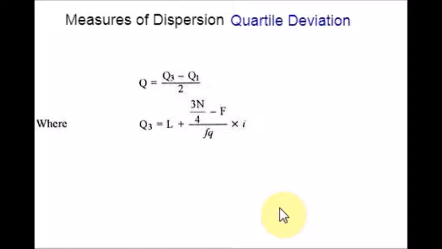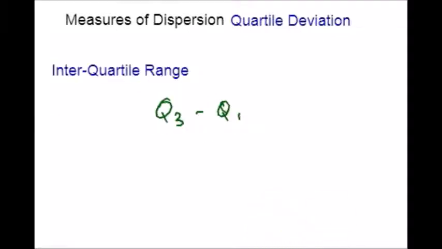We will also be seeing semi-interquartile range. Interquartile range is the range between the third quartile and the first quartile. Symbolically, interquartile range is Q3 minus Q1. Q3 means third quartile, Q1 is first quartile.